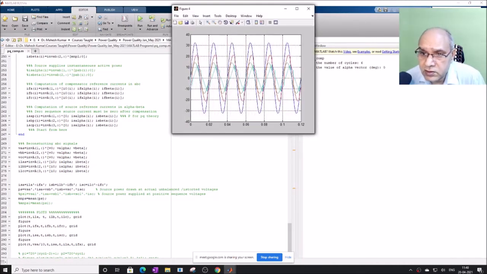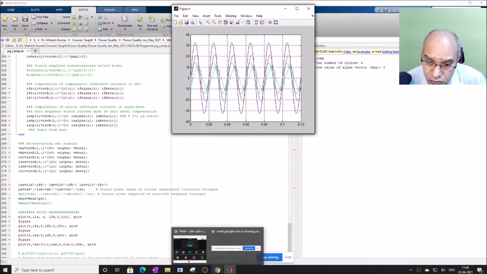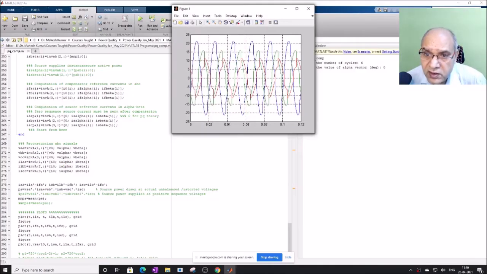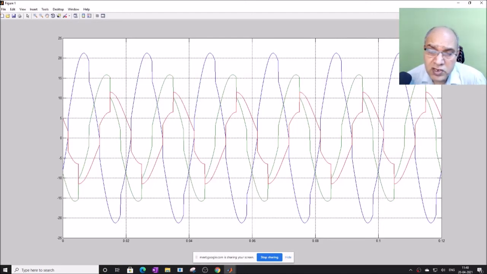So this is 0 degree, and I will show you the waveform for different parameters. You see this waveform here, this is the original load currents. You can see the red is the R phase, then comes the blue, then comes the green. So this A, B and C, you can take any of these currents, it's not that important.